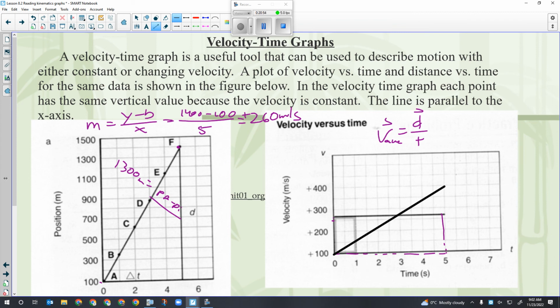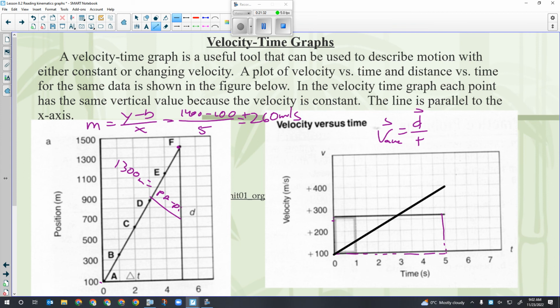What's that object doing? Accelerating. It's accelerating positively. Okay, because its velocity is going from positive 100 meters per second to positive 400 meters per second over 5 seconds. That's really fast. Okay, because that's going from 100 meters per second to faster than the speed of sound in 5 seconds. So that's really, really, really fast. Okay, so that object is accelerating.